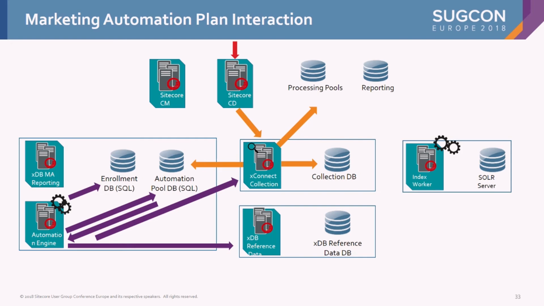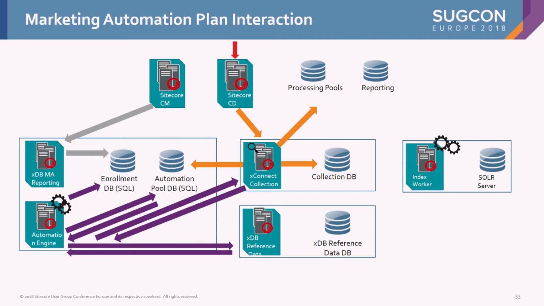The first thing it's going to do is interact with the XGP reference data to build the definition of this plan, to figure out if a certain criteria has been met, and then execute any activity types related to it. And then it's going to create an enrollment in the enrollment database. Forgive me for the delay in the animation.